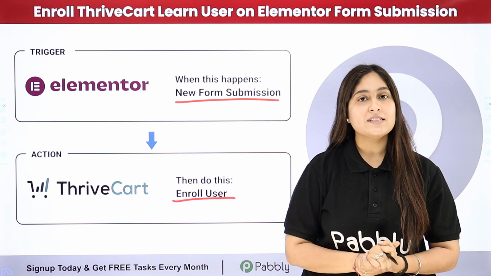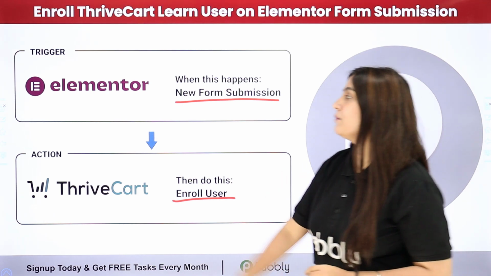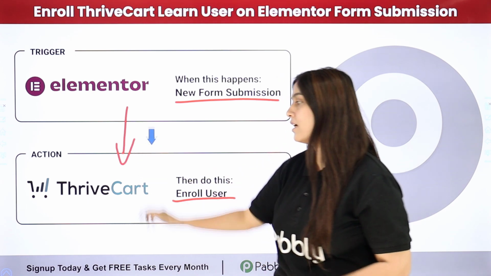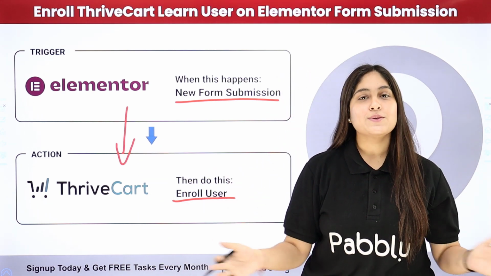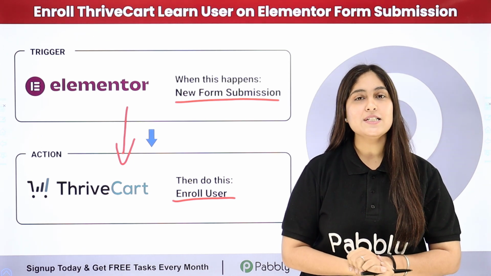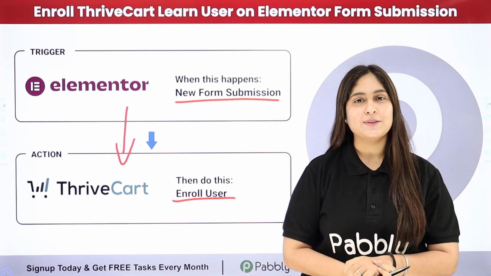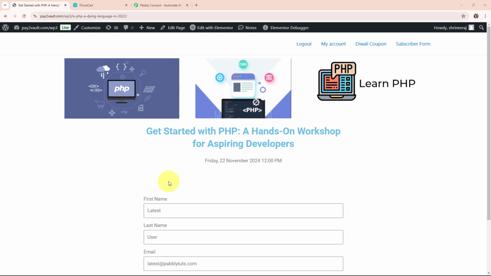So here to automate the entire process, I need to connect my Elementor form with my ThriveCart Learn account using an automation software named Pabbly Connect. So to see the working of this automation and to learn this process step by step, let me take you to my screen. Welcome to my screen.